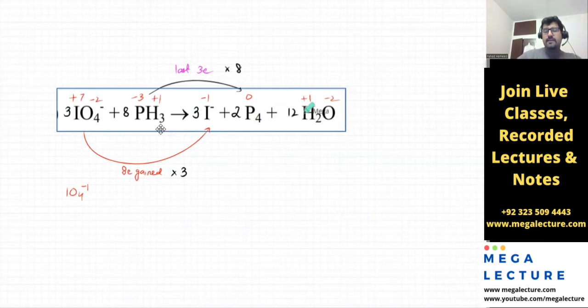Okay, that's going to be 12 H2Os. Oxygens are automatically balanced. That's 12 oxygens. Clear?